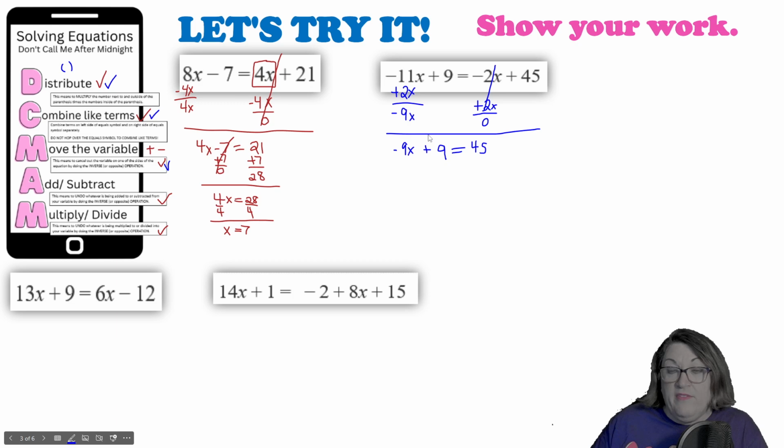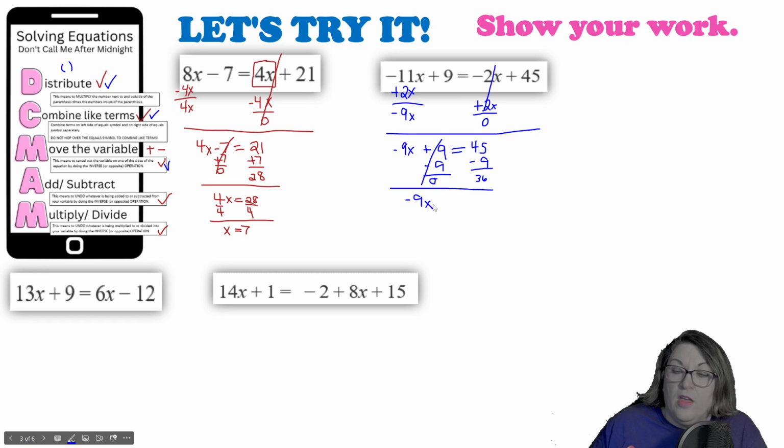And now we're on the add subtract. What's being added to my variable is the 9 here. So I need to subtract it to get rid of it again. Plus minus is going to zero out. Boom. And then I have to do it on the other side. So if I subtract a 9 from this 45, I'm going to get a 36. And I'm just going to rewrite my equation. I still have this negative 9x over here, and on the right side, I have a 36.